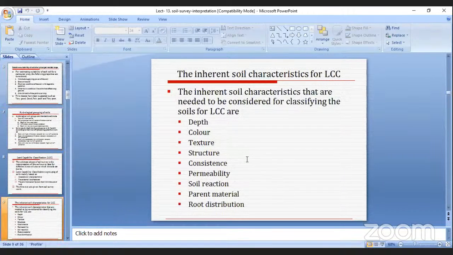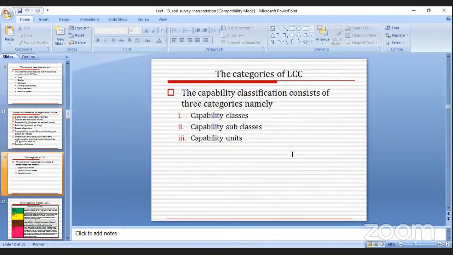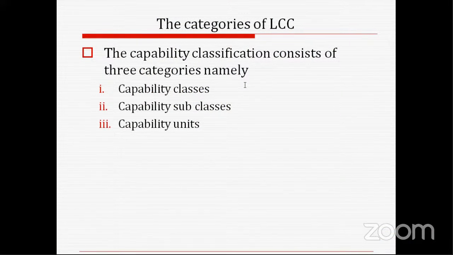Yesterday we stopped here, at land capability classification, so we will continue. Students, how many categories are there in capability classification?